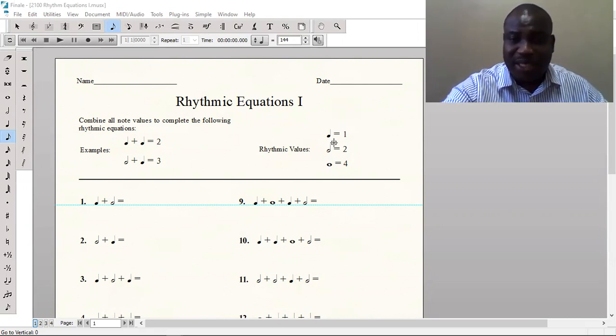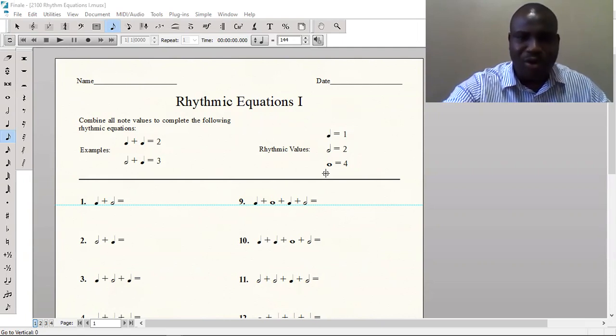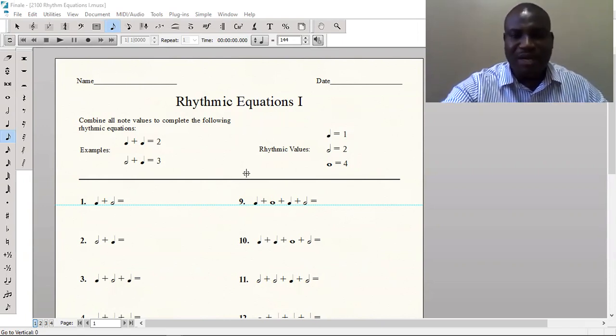We also studied that this one is one beat. This one is two beats. This one is 4 beats. Now remember, rhythm is when music talks about maths or numeracy. Rhythm in music is when music talks about maths in music. Music is a language.